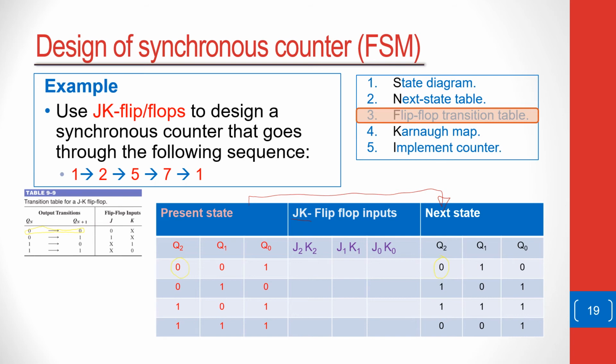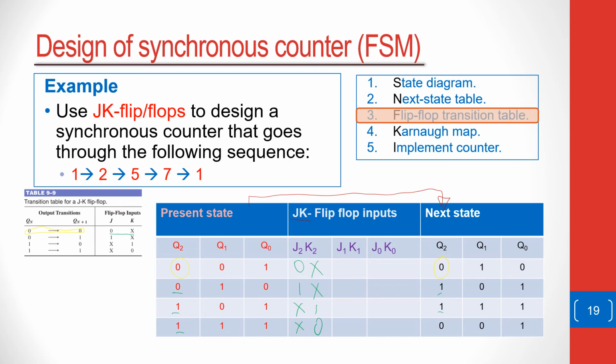In that case, the inputs to the JK flip-flop are 0, don't care. For the next state, we need to transition from 0 to 1. Because we are transitioning from 0, we don't care about the K, but the J has to be 1. We are transitioning from 1 to 1. Because we are transitioning from 1, we don't care about the J, but the K becomes 1. In the next state, we are transitioning from 1 to 0, we don't care about the J. This has to be 0.